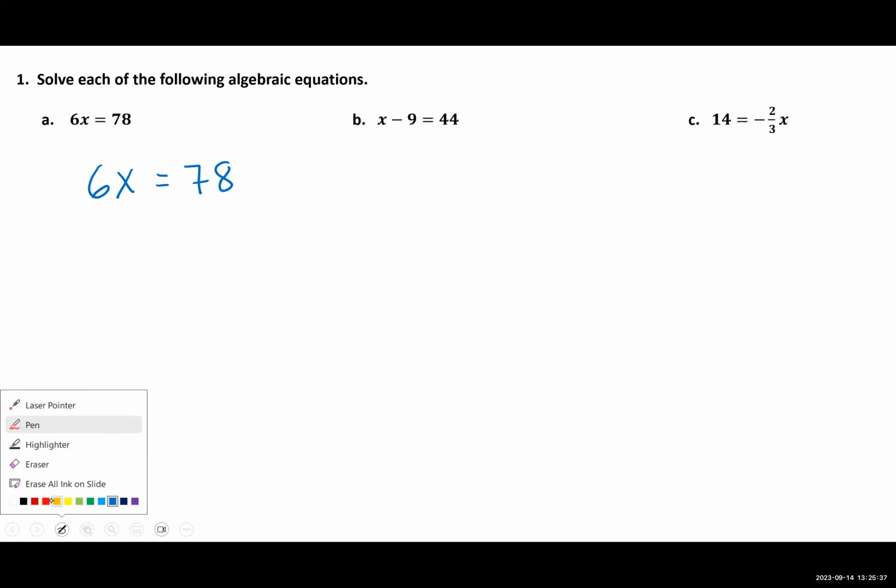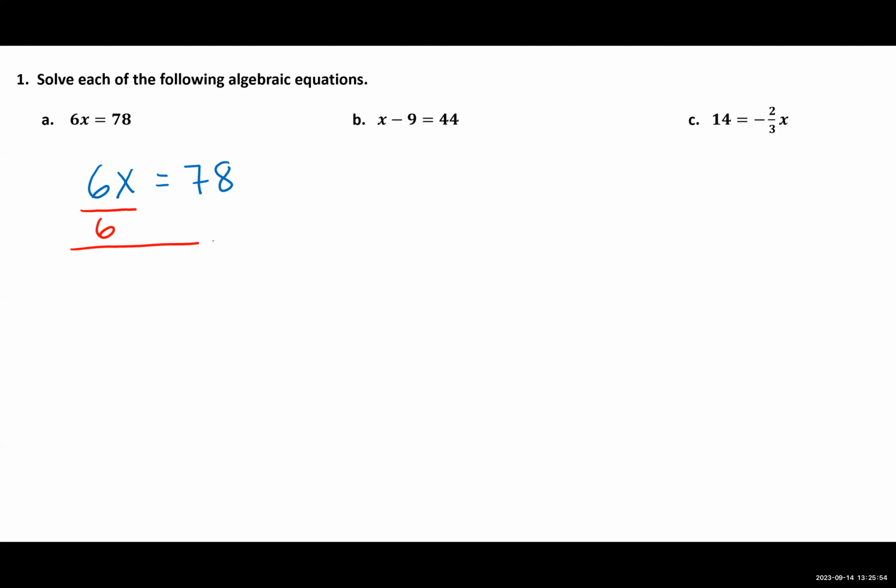So what we want to do is eliminate that times 6. The way we eliminate things that we want to get rid of in an equation is we apply the opposite operation. So the opposite of times 6 would be divide by 6. And if we take the left-hand side of this equation, we divide it by 6, that's going to give us exactly what we want, x by itself.